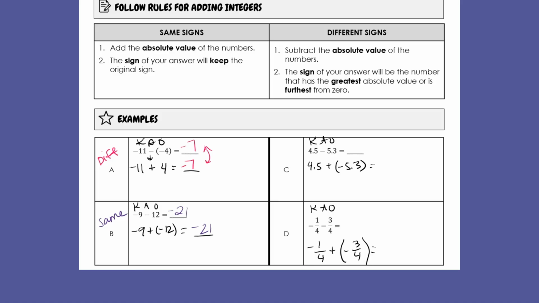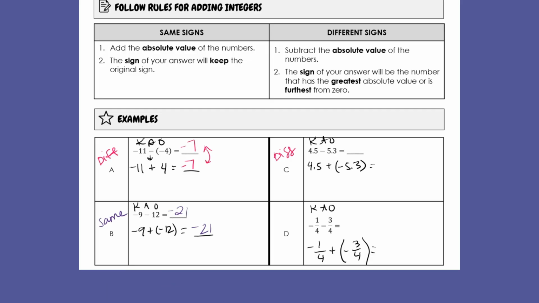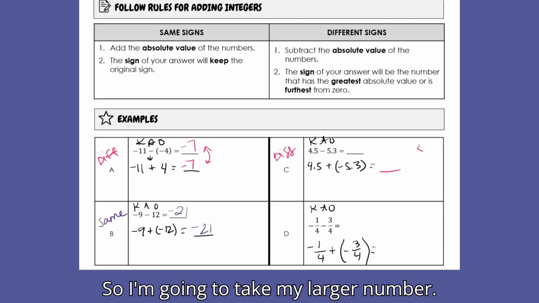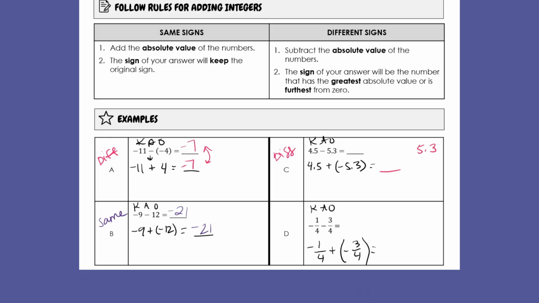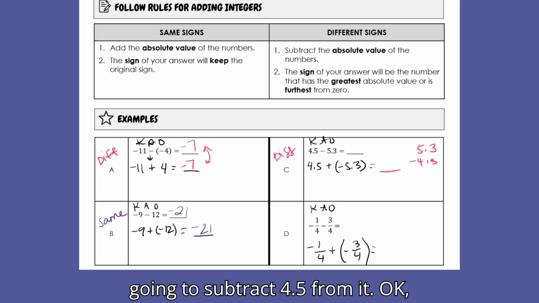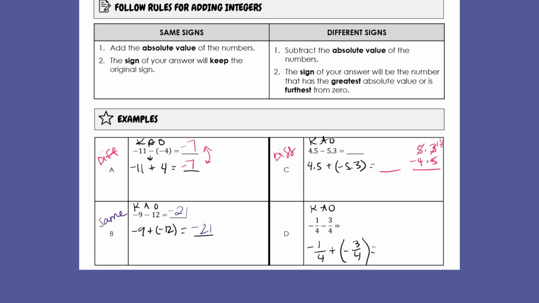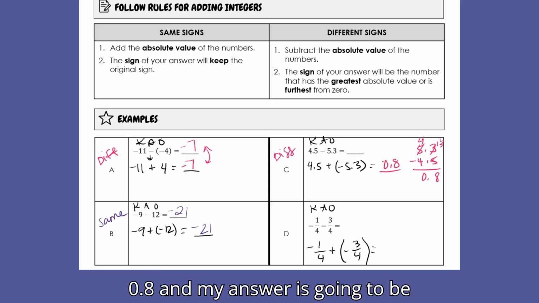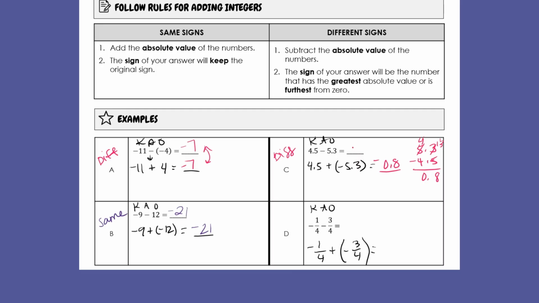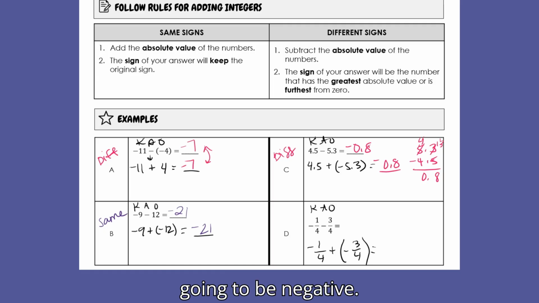In example C, I have two numbers with different signs. So I'm actually going to subtract them. So I'm going to take my larger number, meaning the larger one that's further away from 0, which is 5.3, and I'm going to subtract 4.5 from it. Okay, so depending on how you like to subtract, I'm going to get 0.8. And my answer is going to be negative because, as I just mentioned, negative 5.3 is further away from 0 than positive 4.5, so the answer to my problem is going to be negative.